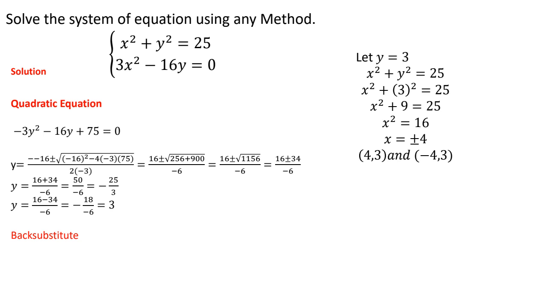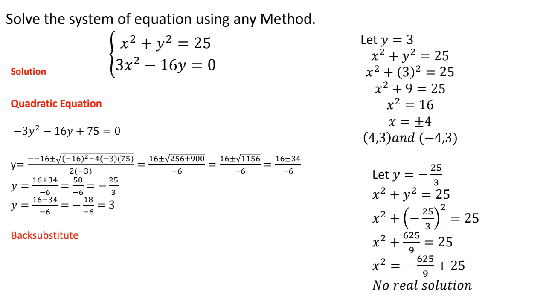X is equal to positive 4 and y is 3, and the -4 for the x and the y is 3. Okay? Now, if I were to plug -25 over 3 into the first equation again, we would see that this does not match, right? There's no way for us to solve this. So this would give us no real solution.